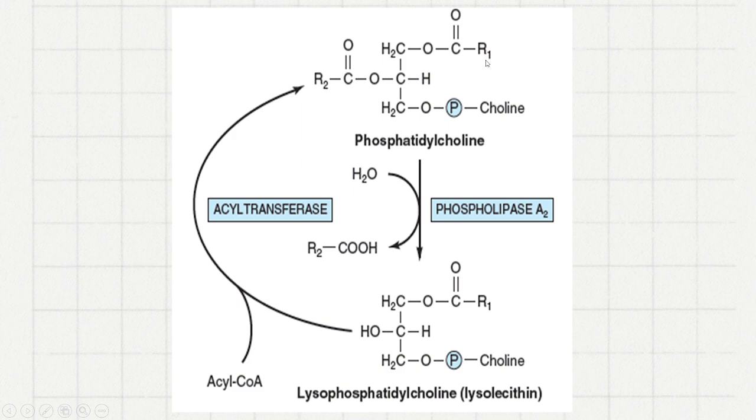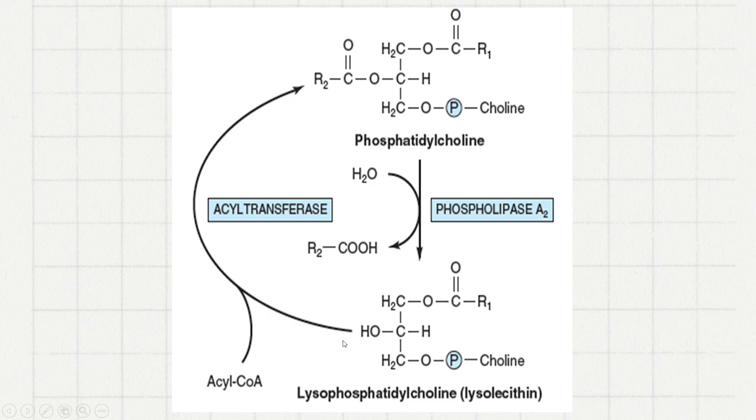So this is our phosphatidylcholine. Phospholipase A2 acts here and removes this acyl residue. Now we have a lysophospholipid, a phospholipid that lacks one acyl residue. This can be resynthesized. The whole phosphatidylcholine can be resynthesized again by an acyltransferase, which will replace the missing acyl-CoA to get a phosphatidylcholine again.